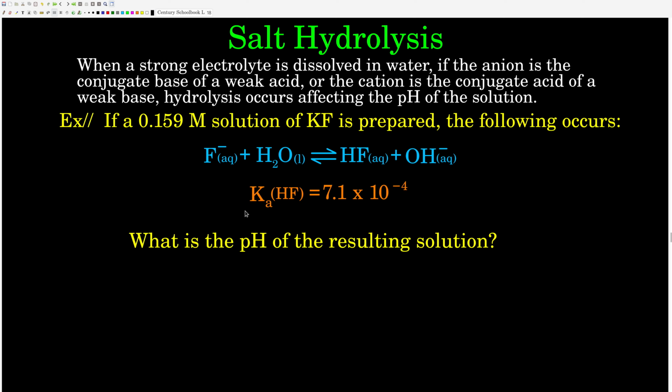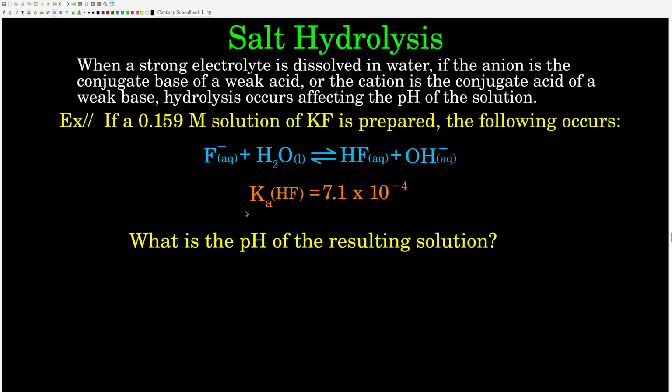If the anion that you get is the conjugate base of a weak acid, or the cation is the conjugate acid of a weak base, and you'll see that in just a minute, hydrolysis occurs. What does hydrolysis mean? Hydrolysis, breaking apart water, and it affects the pH of a solution.